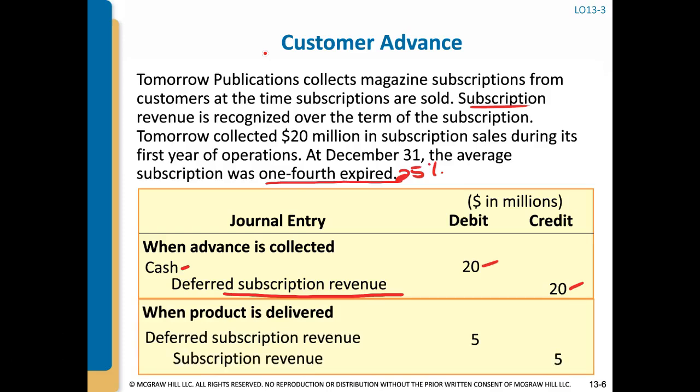As the subscription is utilized or is used, right? They send the magazines to their customers. That's when they earn the money that they've collected. They tell us at 12/31 that a quarter of their subscription was utilized. So we're going to debit the deferred subscription revenue for 25% of that. So that's $5 million, because remember, this is a liability. Now we don't owe this much money to our customers because we have actually earned that money. And we're going to credit subscription revenue that goes on your income statement for the $5 million.